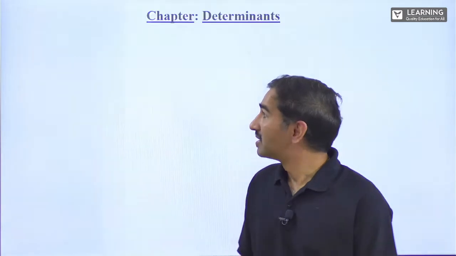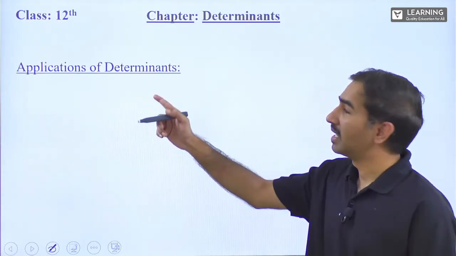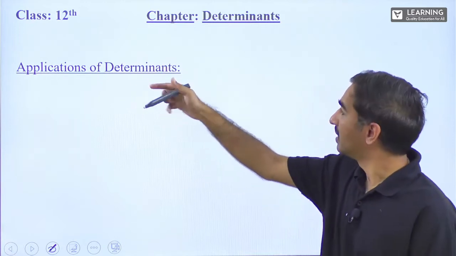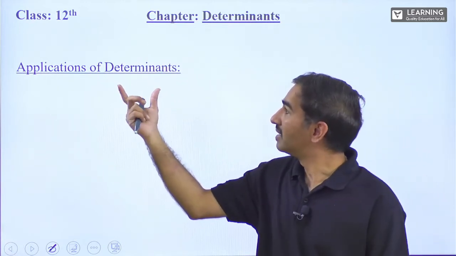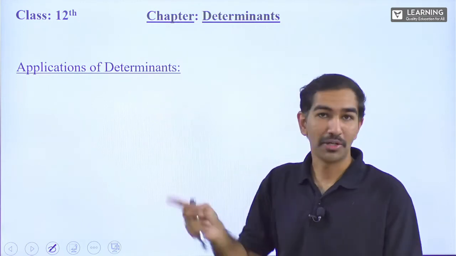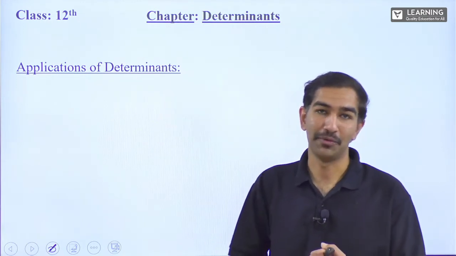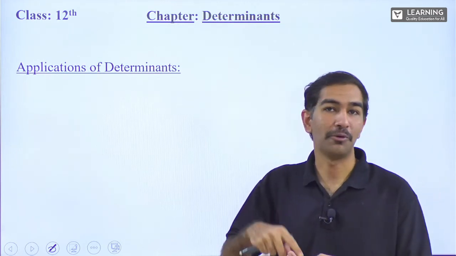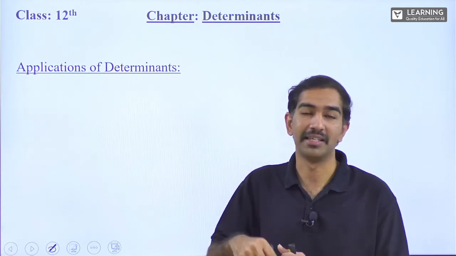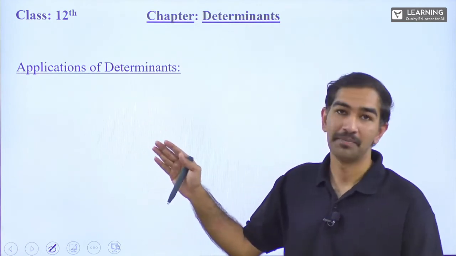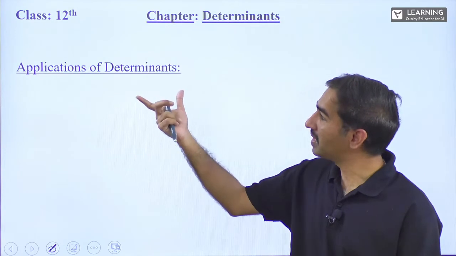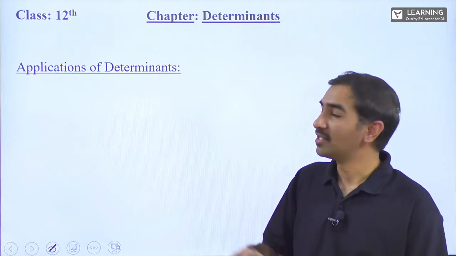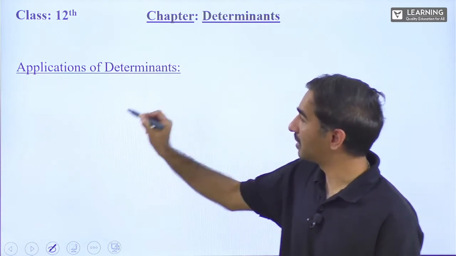Starting with the very first one, applications of determinants. Students, we have studied many terms related to determinants, for example cofactors, minors, adjoint, what a determinant is, how to find a determinant, and what a principal diagonal is. In today's class, we are going to see where these determinants are actually applied and how we get solutions with them. There are two applications of this.